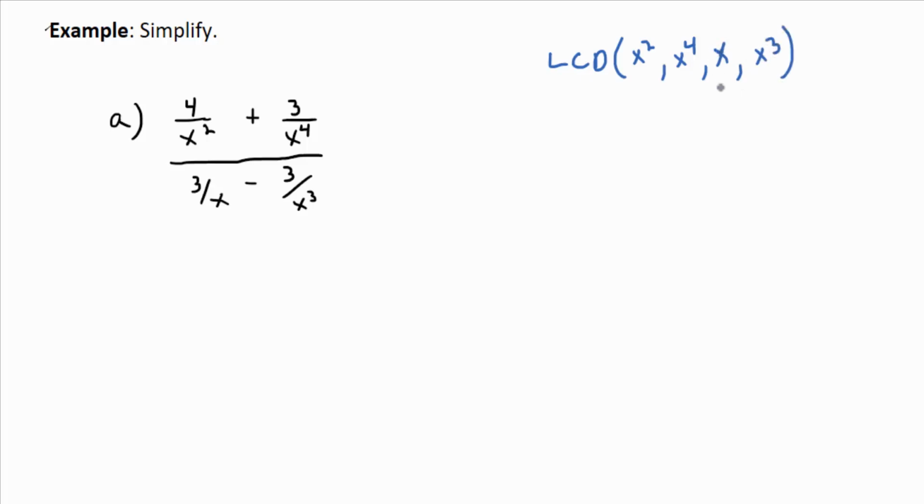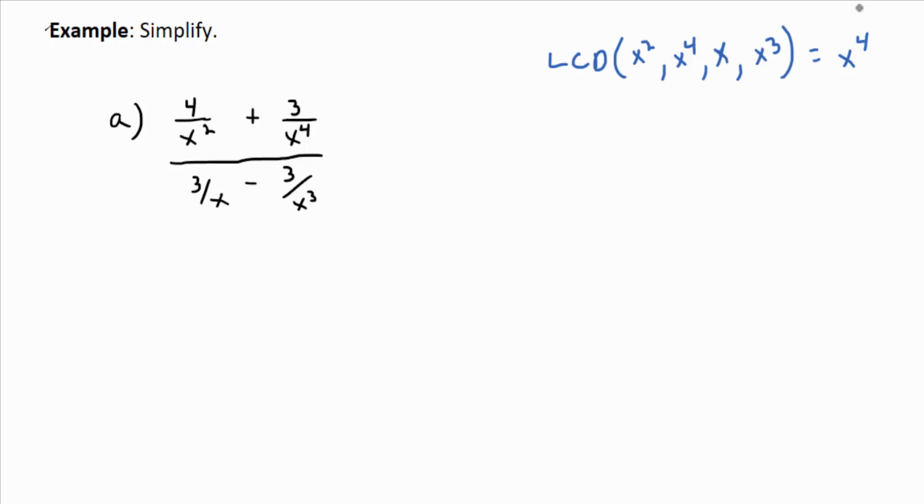They're all powers of x. So what's the LCD of all? It's just one object. What is the LCD of all of those? X to the 4th. It's the highest power of x. So the LCD of all the little fractions, that's what we're talking about here, in this case is x to the 4th. So here's the sly part.